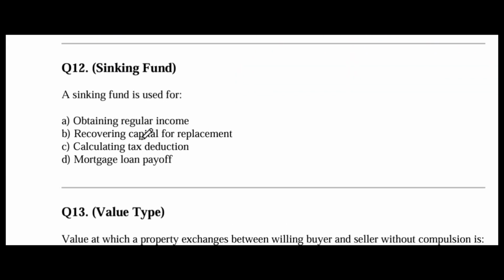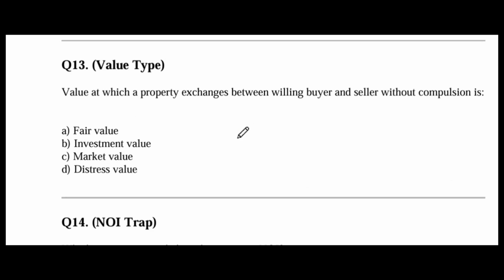A sinking fund is used for obtaining regular income, recovering capital for replacement, calculation of tax deduction, mortgage loan payoff. Recovering for replacement. Value at which property exchanges between willing buyer and seller without compulsion is which value? This is an arm's length transaction, right? Market value.